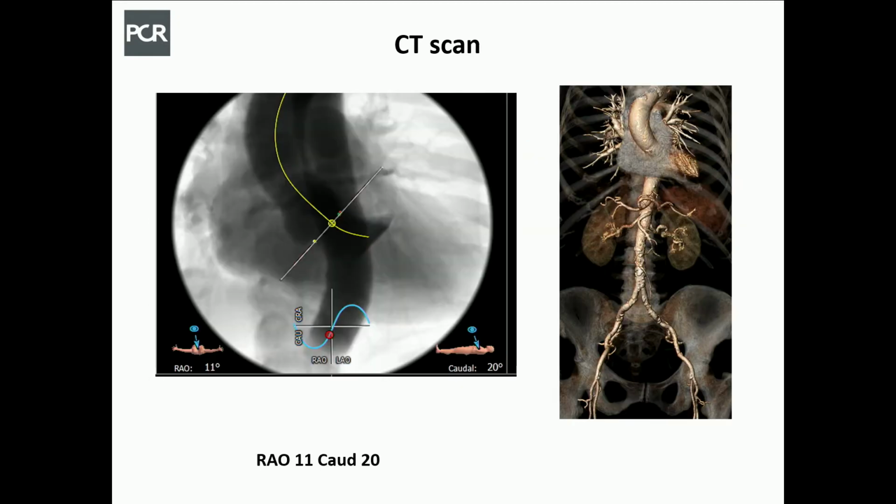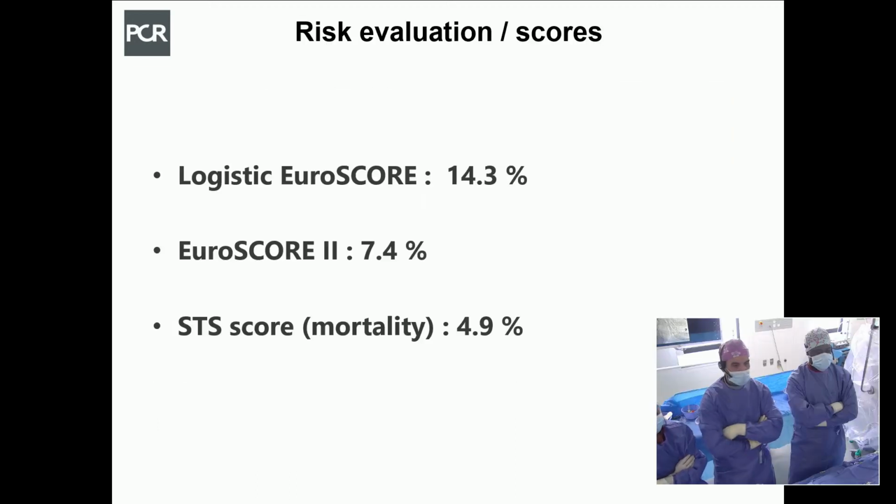The projection we could use in the cusp overlap view is RAO 11 caudal 20, and you see on the right an overall view of the iliofemoral arteries and aorta, which are really favorable for transfemoral TAVI. So these are the risk scores, and this patient, of course, was assessed by our heart team. Considering all the factors that you saw, she was offered a transfemoral TAVI solution. Next slide.